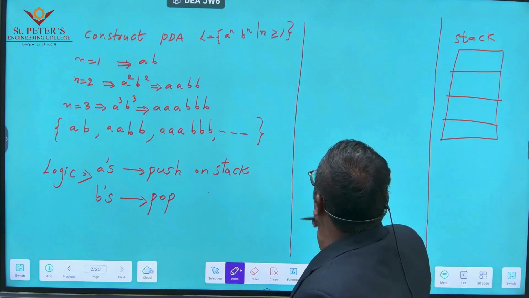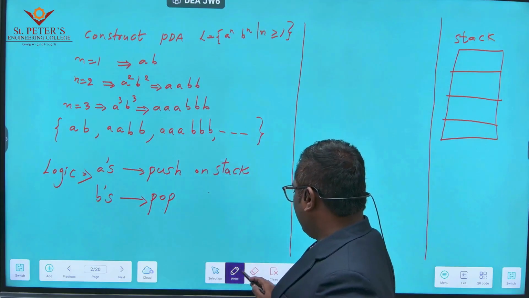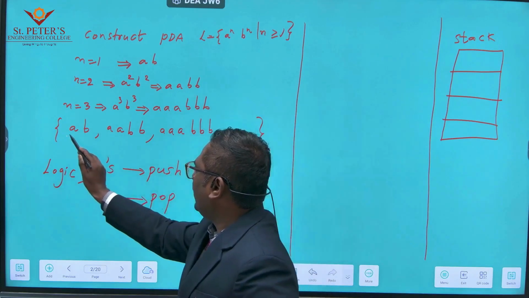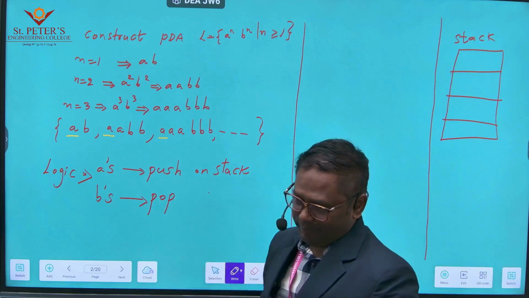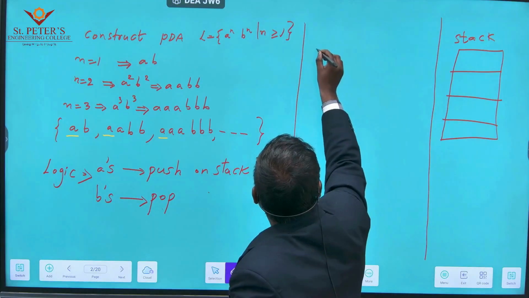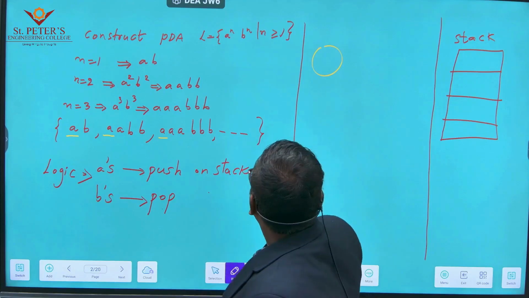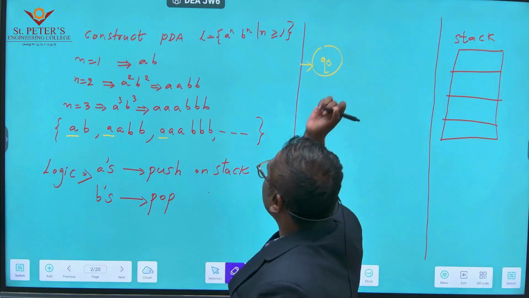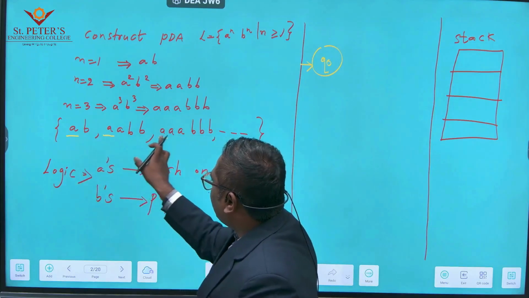Okay, now I am going to construct a push down automata. If I observe this language, it definitely starts with A. So I am going to construct a push down automata here. I am going to start from the initial state, which is Q0, my initial state. If I observe this, definitely it is starting with what? A.